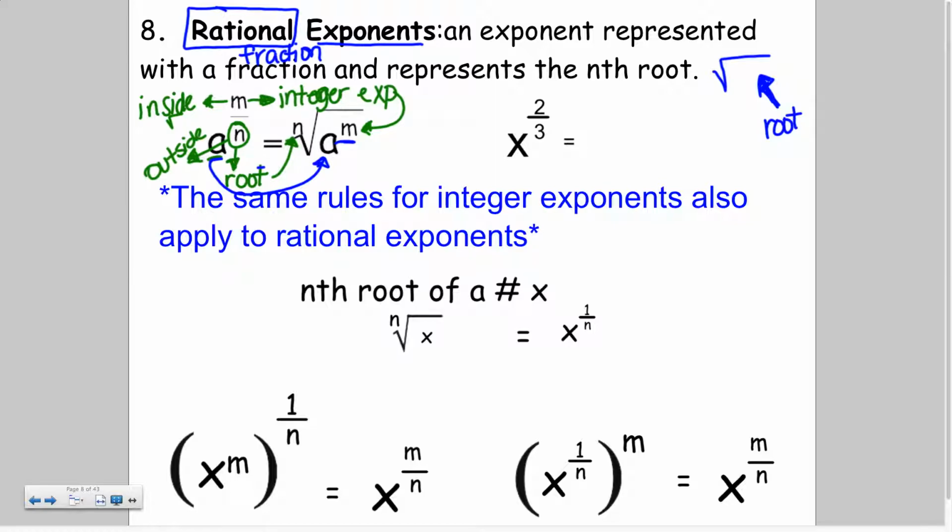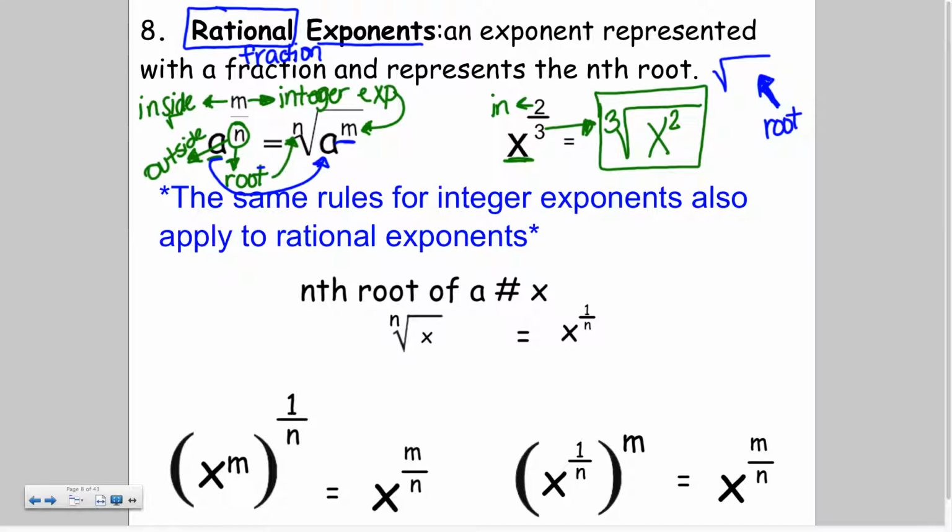So we have x to the 2/3. We know that we're going to have a root sign, all right? Our base is x, so it's going to go as our base under the root sign. Now this one is the one that goes inside, so it goes in, so that's our exponent. This is our root. It goes out. So we have the cube root of x squared, and that's our answer.